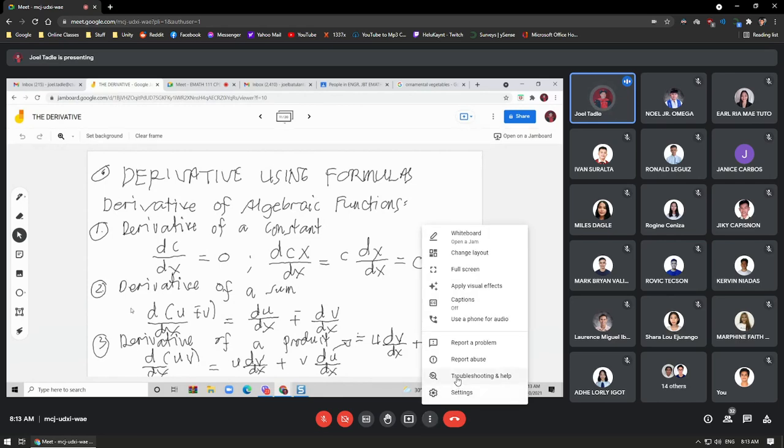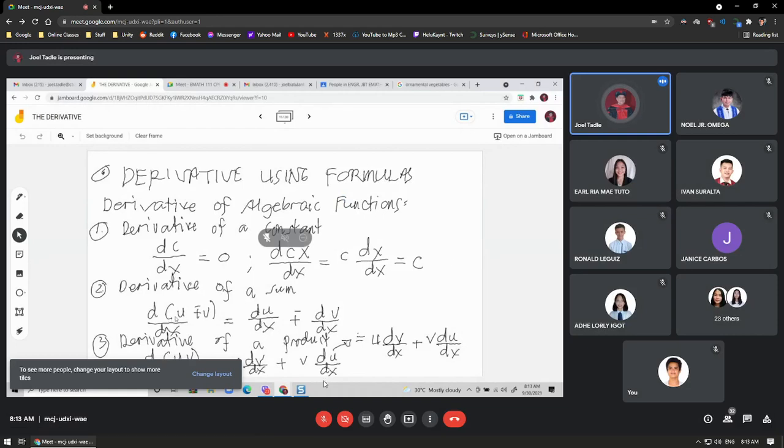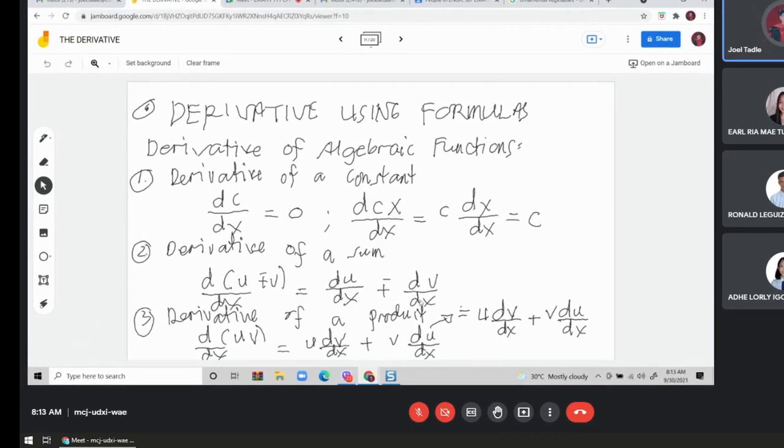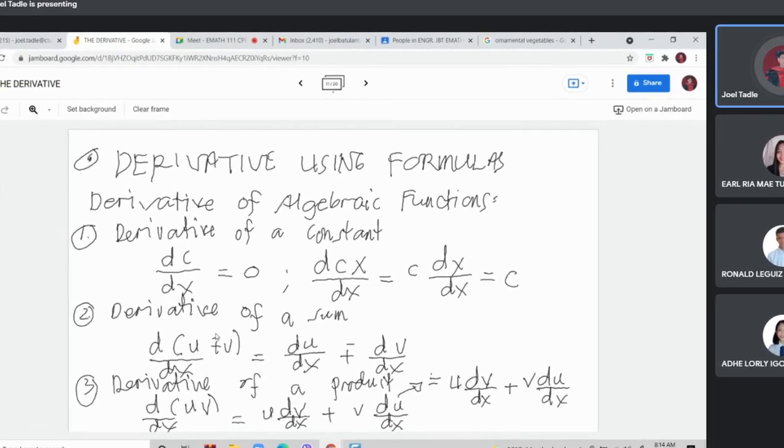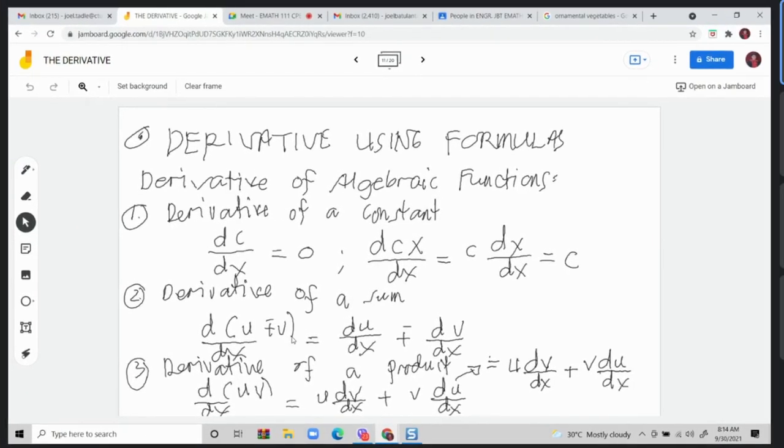Then another formula, derivative of a sum. So we have two functions, u and v. Of course, u and v are functions of x. Then we are going to differentiate it with respect to x. So it is equal to the derivative of the first function with respect to x plus or minus the derivative of the second function with respect to x. So this is plus or minus because these are algebraic functions, so we add algebraically.